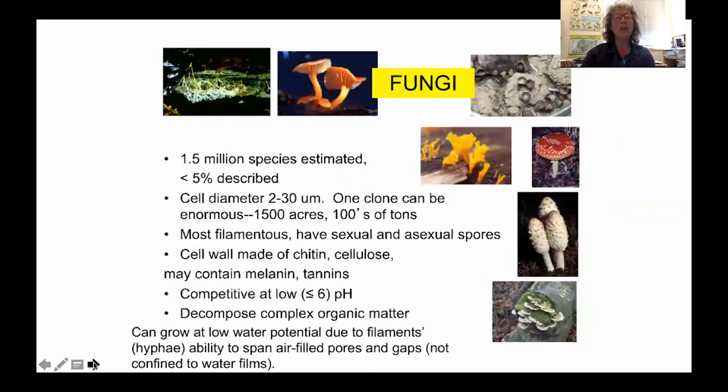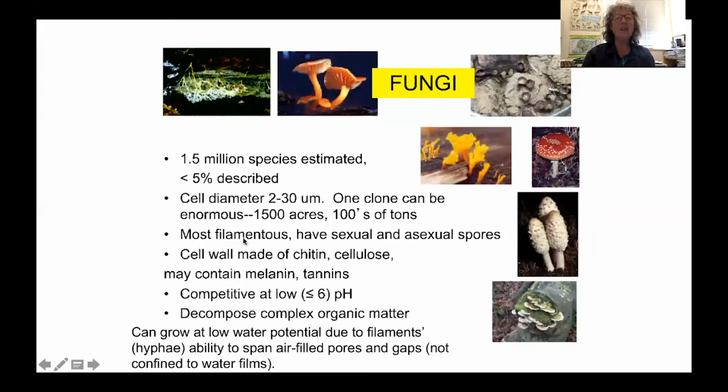Okay, fungi are another really important group, estimated 1.5 million species. Again, only a small fraction have been described. They're bigger than bacteria. Their cell diameter is on the order of 2 to 30 microns. And we get into this issue of what's an individual of a fungus, because you can have essentially one fungus, similar based on looking at the DNA, that can occupy a huge body of land, like 1,500 acres. So it makes us adjust: the largest organism on the planet isn't the blue whale, but these fungi in forests.